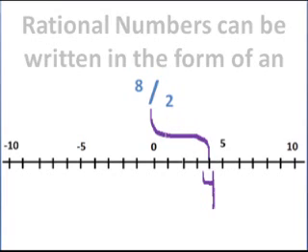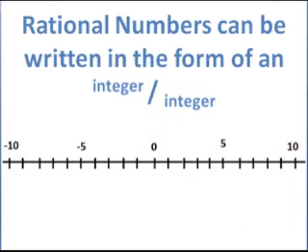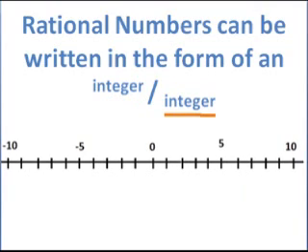Same thing here. Here we have 1/2, 2/2, 3/2, 4/2, 5/2, 6/2, 7/2, 8/2. 8/2 is the same thing as 4. All right, rational numbers can be written in the form of an integer over an integer.